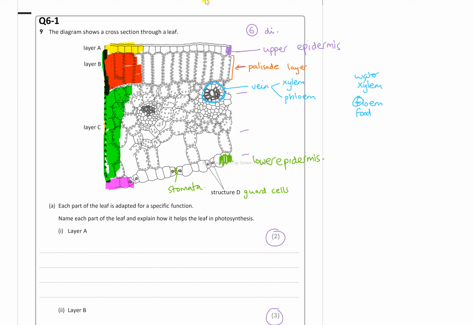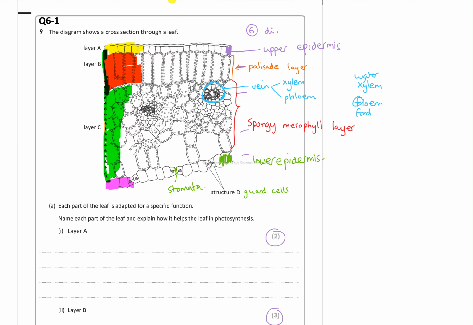And then you've got this bit here, this layer here, the whole layer. So you've got the vein inside that layer, but this layer is called the spongy mesophyll layer. So that's the structure. We need to discuss that. Okay, so just remember that.